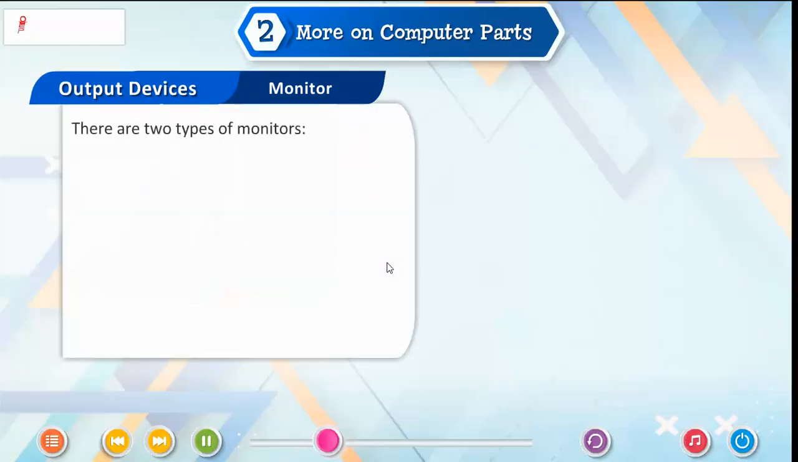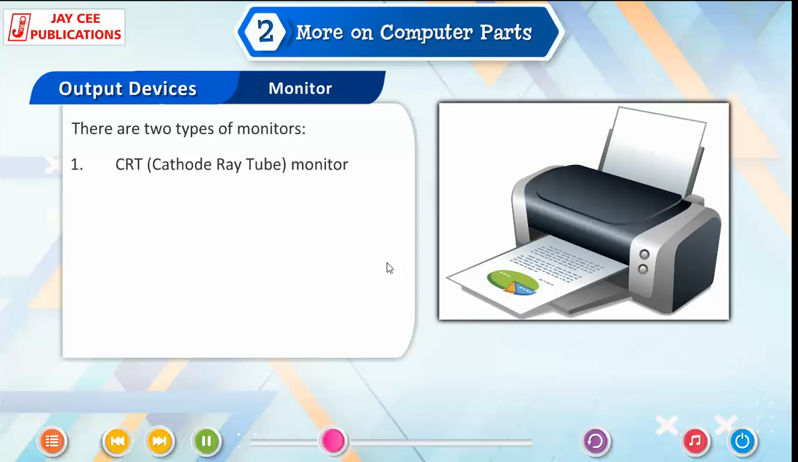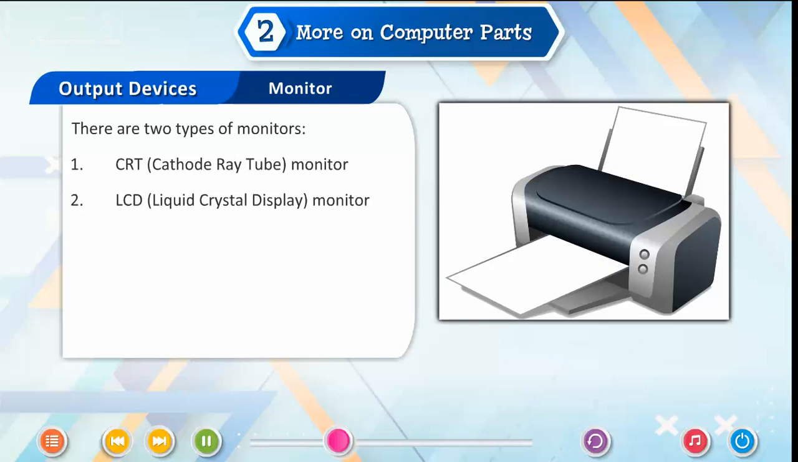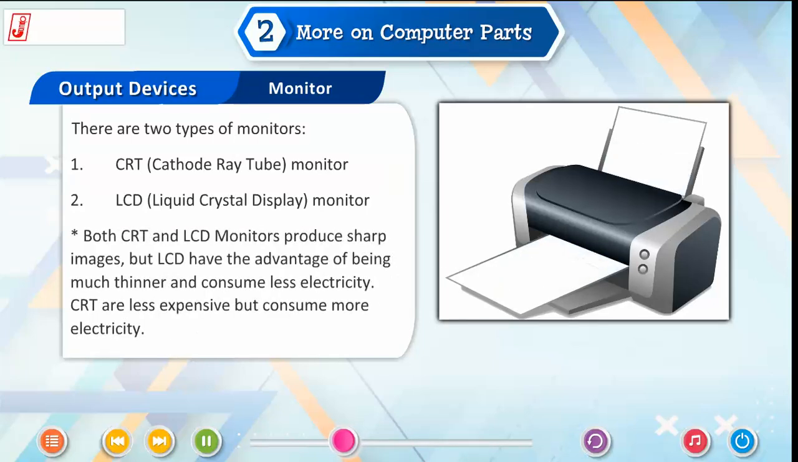There are two types of monitors. 1. CRT, cathode ray tube monitor. 2. LCD, liquid crystal display monitor. Both CRT and LCD monitors produce sharp images, but LCD have the advantage of being much thinner and consume less electricity. CRT are less expensive but consume more electricity.